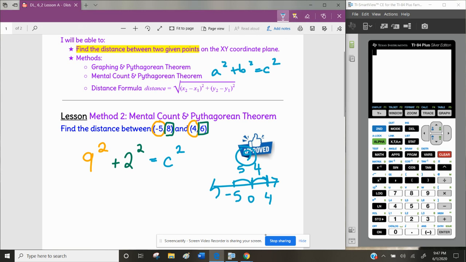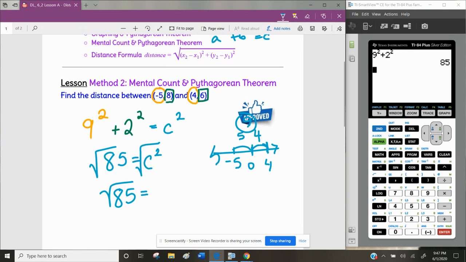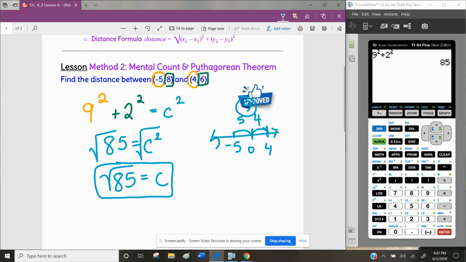So now we can solve this Pythagorean theorem. We can use our calculator here. So 9 squared plus 2 squared is 85. And we don't want the distance squared, so we need to take the square root of both sides. 85 is not a perfect square, and it doesn't say to leave it in simplest radical form, so we can just stop there with a distance of square root of 85.